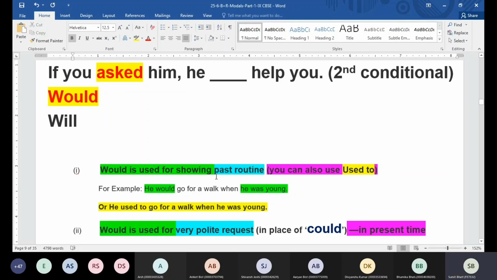Now going back here, guys, would is used for showing past routine. When you're talking about the past routine of a person, go for the word would. And it's not that we have to use would only. We can go for another phrase, used to, or we can simply use simple past tense. Remember, wherever you can use used to, which tense can we use? Simple past. Like, he would go for a walk when he was young. We can say he went for a walk when he was young, or he used to go for a walk when he was young. Either way, it is going to be right. So for past routine, we can use used to, would, or simple past tense.